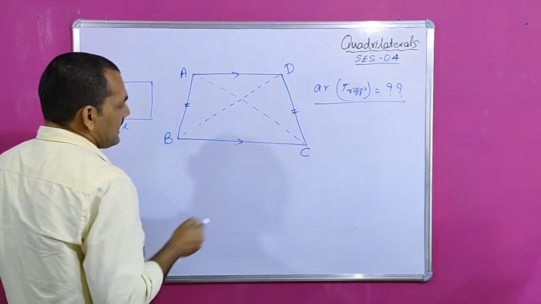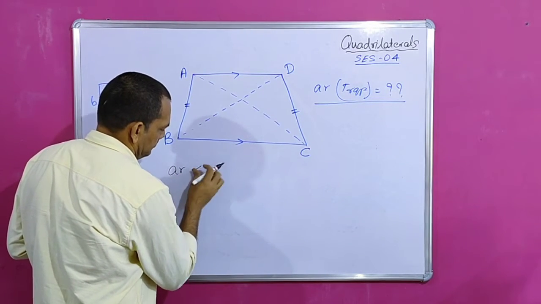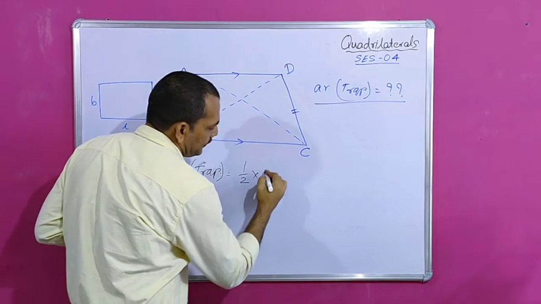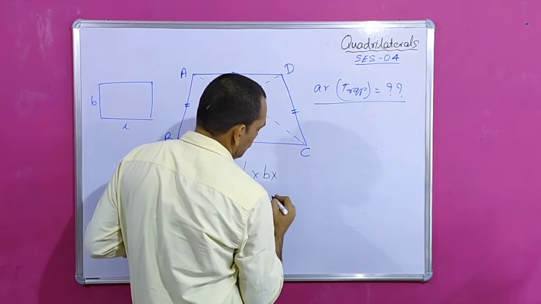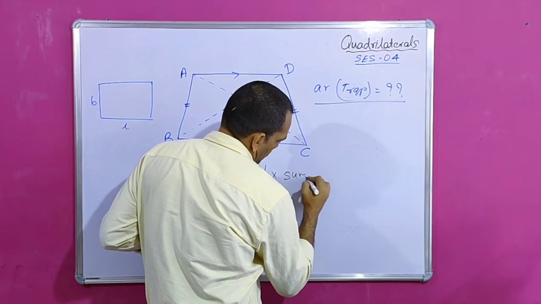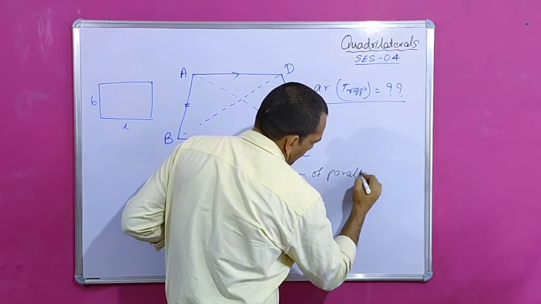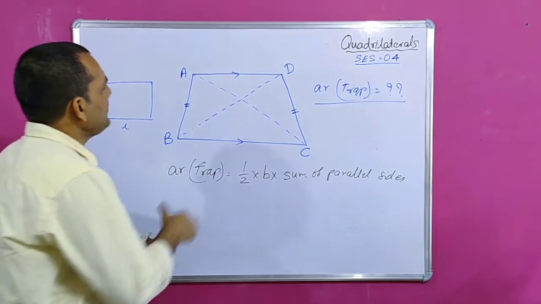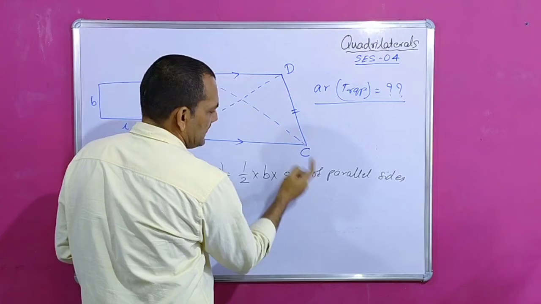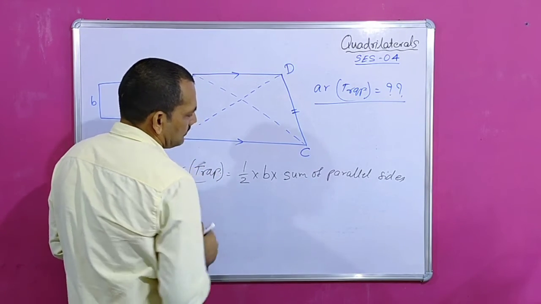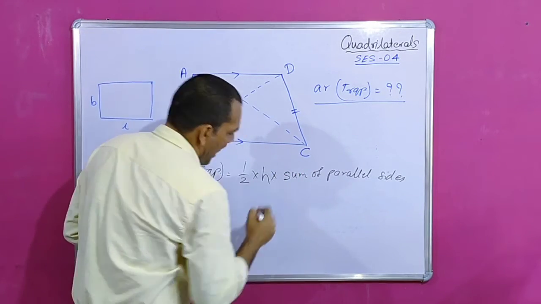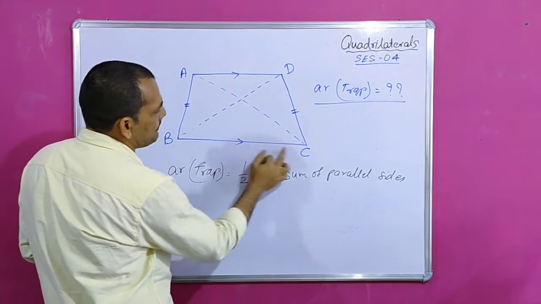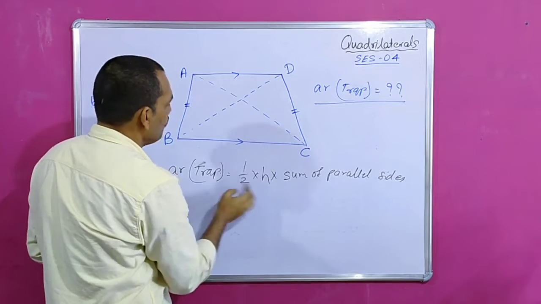Okay. Now, continuing this, what will be the area of a trapezium? Area of a trapezium is half into base into sum of parallel sides. Means AD plus BC by 2, no, not base, height. Half into height into sum of parallel sides. So the sum of parallel sides BC and AD, add these two, divide by 2.